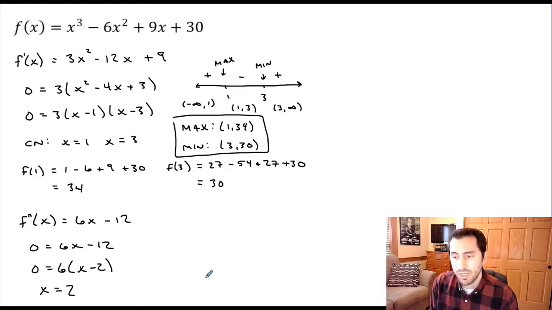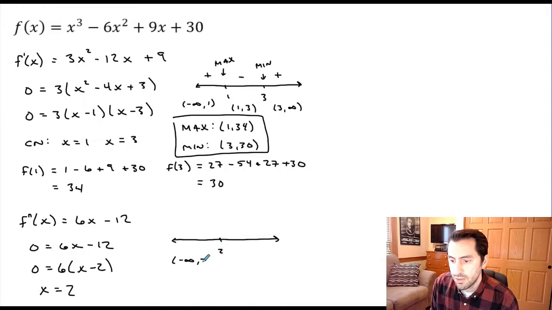So that point is going to take our domain and split it up into two parts. So that's what's going to decide our intervals that we want to test for concavity. So we want to test all the numbers that are less than 2, and we want to test all the numbers that are bigger than 2.